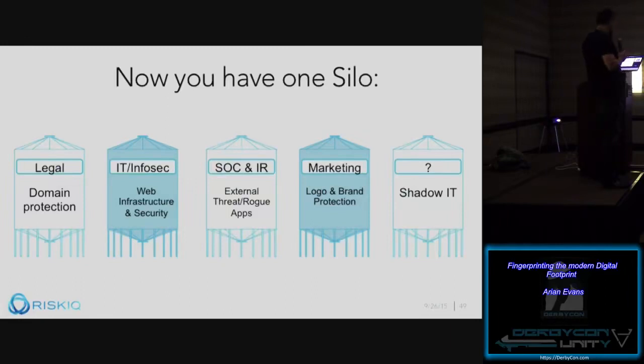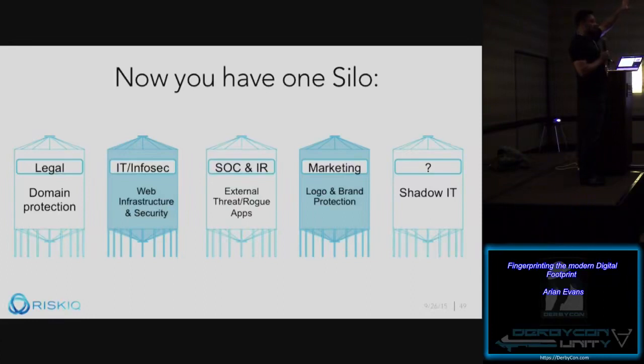You want to use it all together, so you want to have one silo. You want to have all your domains, all your web infrastructure info, all the passive DNS that your SOC and IR folks are using and their OSINT, the list of users and all that. You want to have your logos and all your brand keywords. If marketing's running some brand protection monitoring, they might already have a lot of this data.